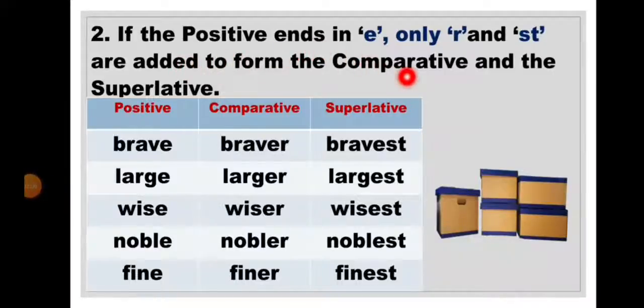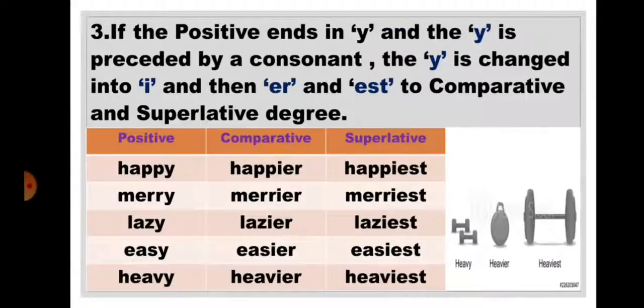Second, if the positive ends in E, only R and ST are added to form the comparative and superlative degree. In positive, brave, the word is ending with E, so we will add R to the positive in order to make it comparative degree, braver. And in superlative degree, again we will add ST to the positive in order to make it a superlative degree, bravest. Large, larger, largest. Wise, wiser, wisest. Noble, nobler, noblest. Fine, finer, finest.